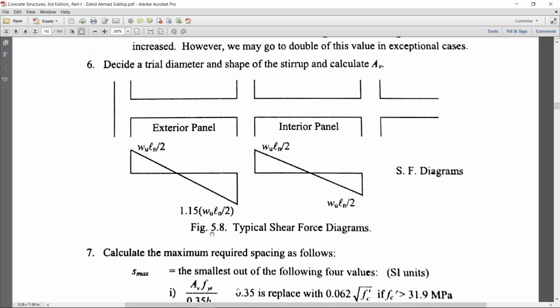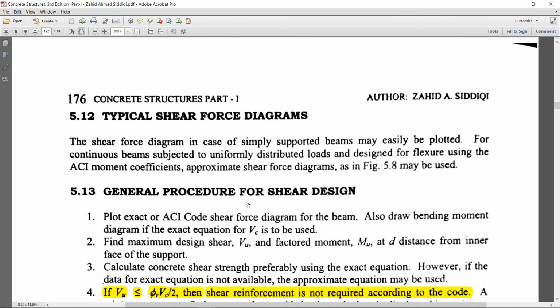That is the general procedure for the shear design. When I show you the example for the design, I will discuss the steps in detail.